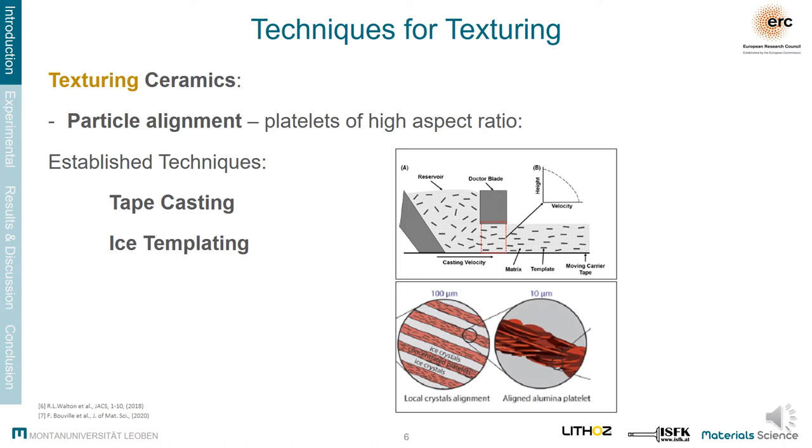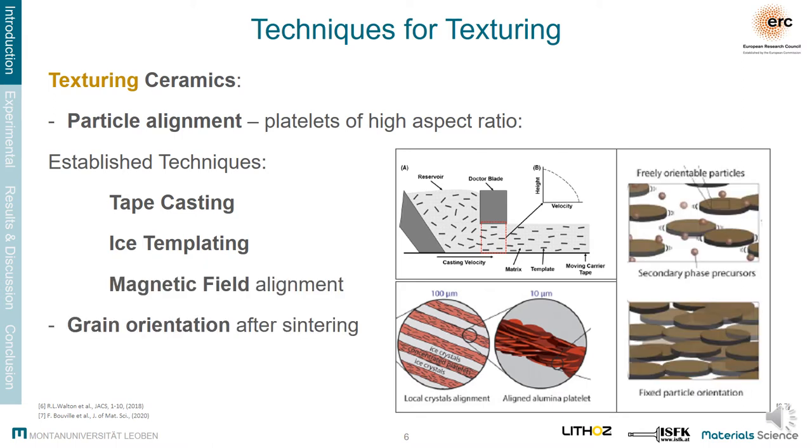In ice templating, controlled freezing in a certain direction aligns the platelets. And a last example, magnetic field alignment. Here, a second phase, which is magnetic, is added to the suspension with the platelets, and through the application of a magnetic field, the platelets are aligned through the second phase. After sintering, the aligned platelets result in an oriented grain structure.